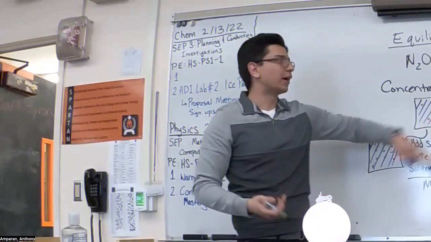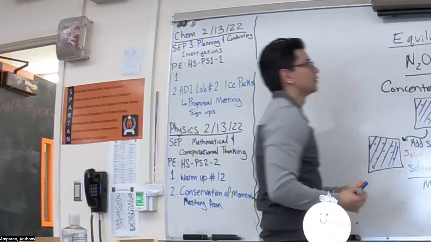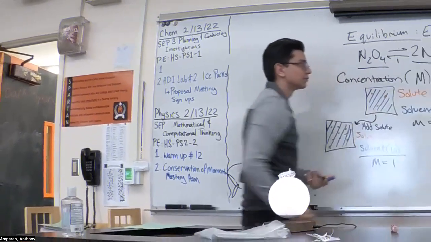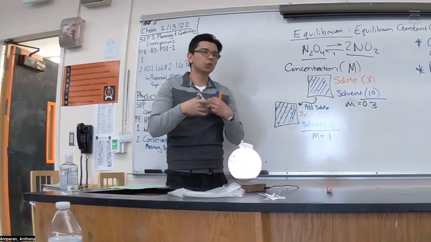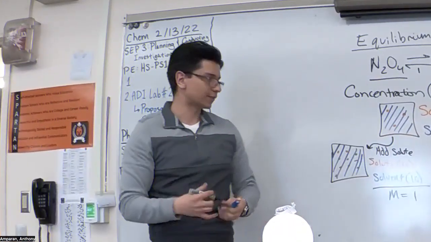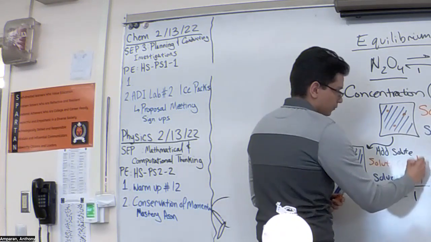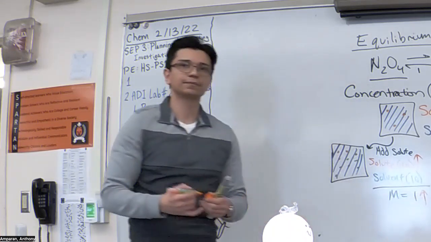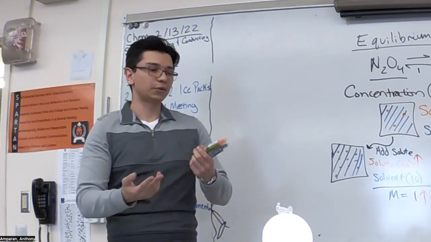And solute is anything we care about. If we were looking at this equation, my solute would have been that N2O4, or it could have been my NO2. Solute is just whatever chemical we're looking at. Solvent is the liquid that thing is in. So if you increase solute, you'll increase your concentration. That would be one way to increase your concentration.